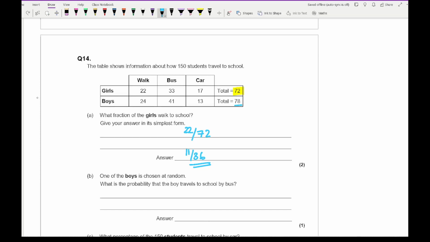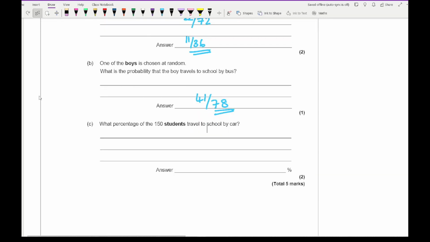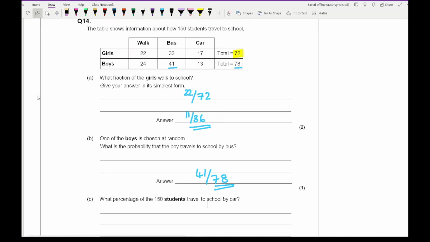And the question says, what's the probability that it travels to school by bus? So it's going to be 41 over 78, which can't be simplified, which is why it's only worth 1 mark. And the first one is 2 because you can simplify it.